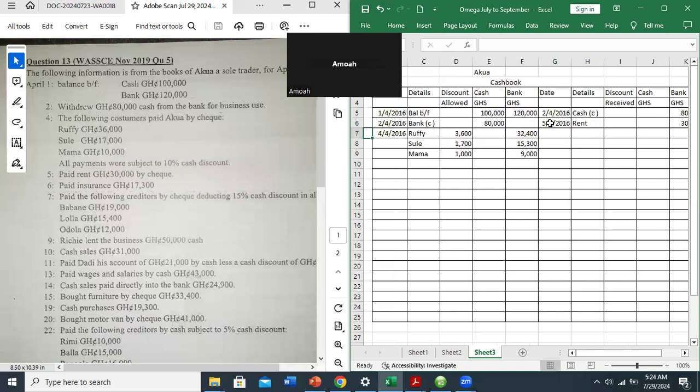Then the next is we paid insurance again on the 6th. So insurance. We paid insurance. Now there is no qualification as to whether it is cash or bank, and the ideal is cash, 17,300. If the question doesn't tell you check or bank, it means it is cash, right?